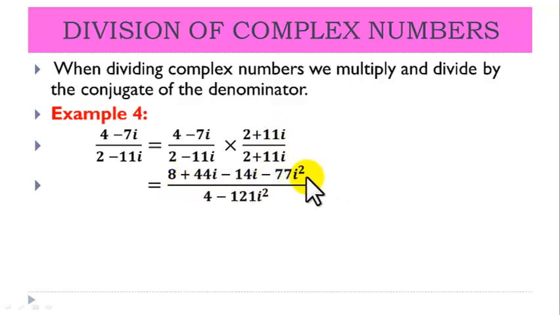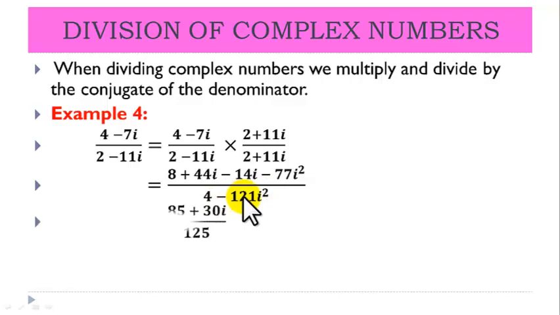All over, let us multiply out the denominator. Please observe that the denominator is the difference of two squares. So it's simply 2 times 2, which is 4, minus 11i times 11i, that will give us minus 121i squared. i squared is minus 1, so this will give us plus 121.